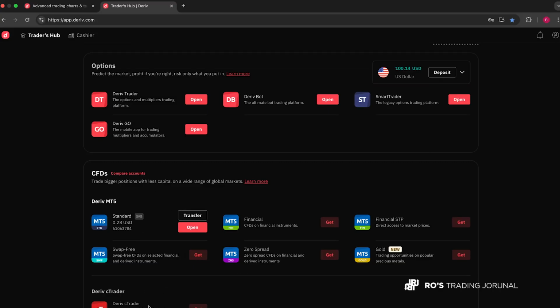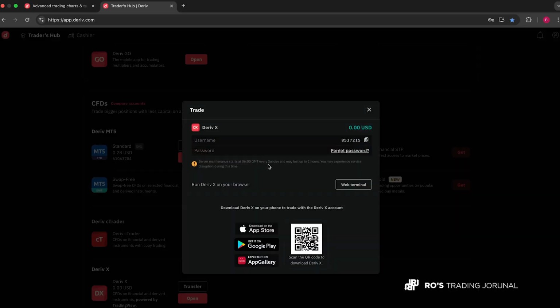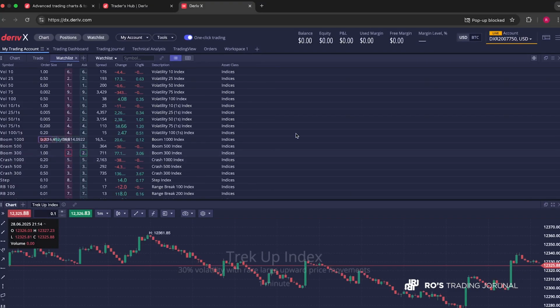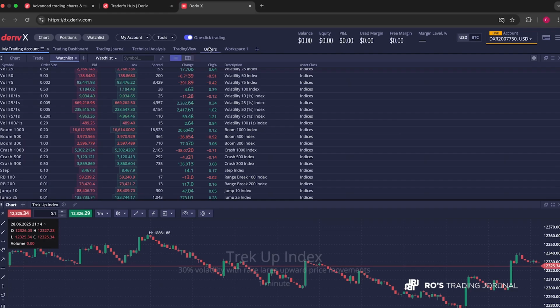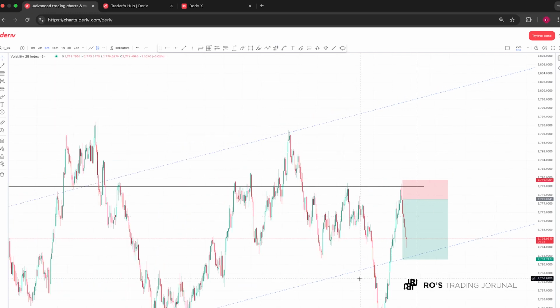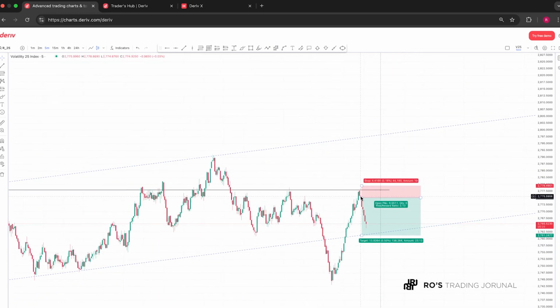And what I did first was I transferred it to Deriv X because I was trying to figure out. So Deriv X is another platform, a web terminal that you can actually trade on instead of MT4, right? So long story short, I noticed this impulsive movement. This is V25. Notice it on the 5 minute.